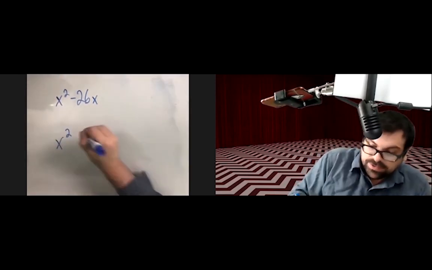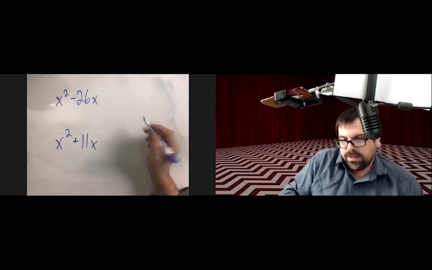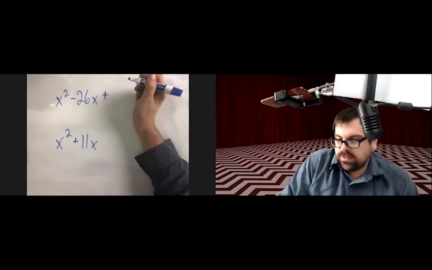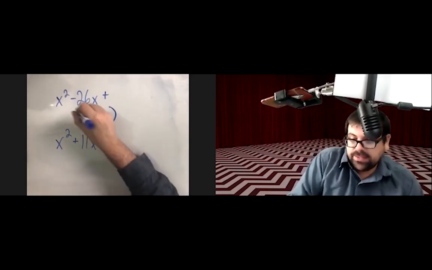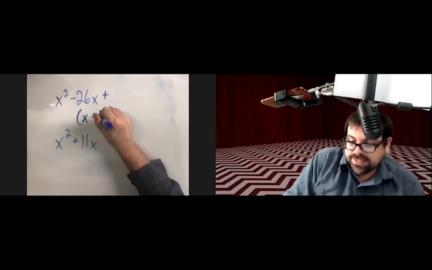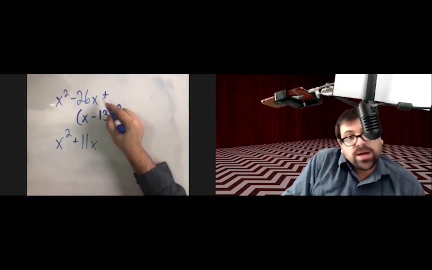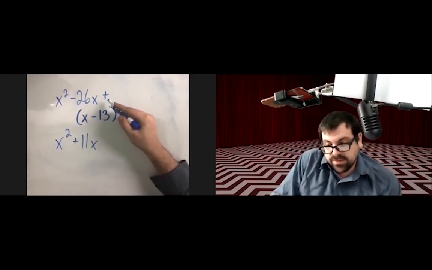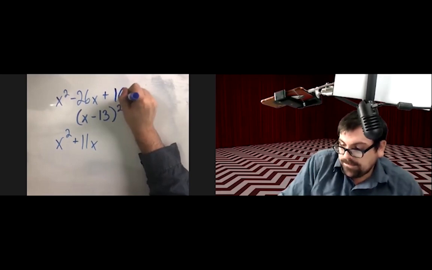Or I'll just do a couple times. So here, x squared minus 26x, what completes the square? Well, it'll be plus whatever it is. The square we want to complete is x minus, because of the minus here. Half of 26 is 13. 13 squared, and see, this is why it's always plus. Negative 13 times negative 13 is positive 169.